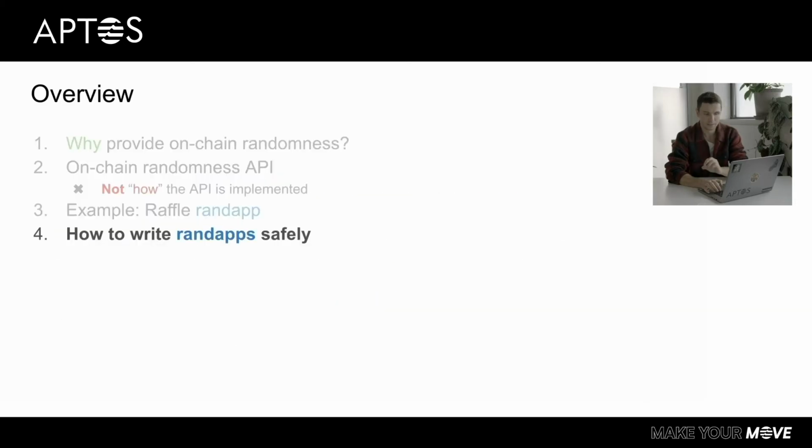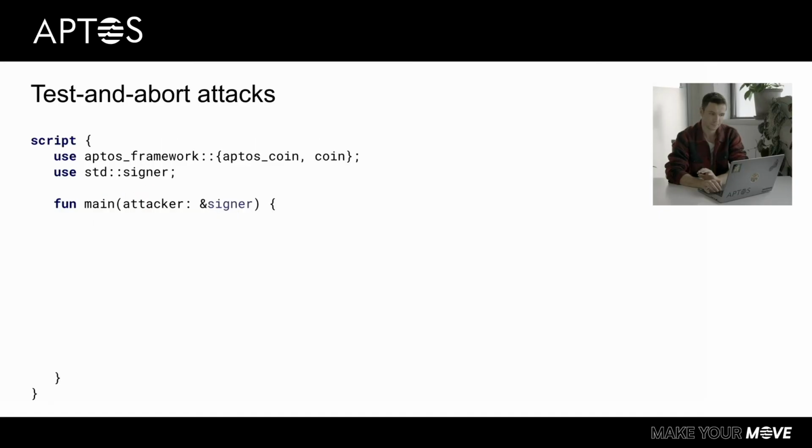But of course, things can be a little bit subtle in practice. So let's talk a little bit about how to write randapps safely. There's a class of attack associated with randapps called test and abort attacks. In these attacks, you can wrap this public function that I just showed you, the randomly pick winner function, and test the outcome. And then if you don't like the outcome, you can abort it.